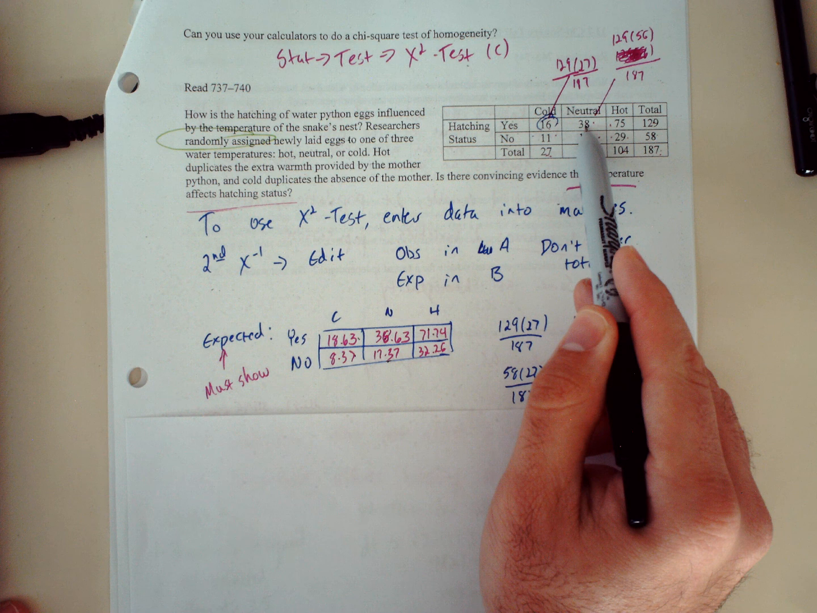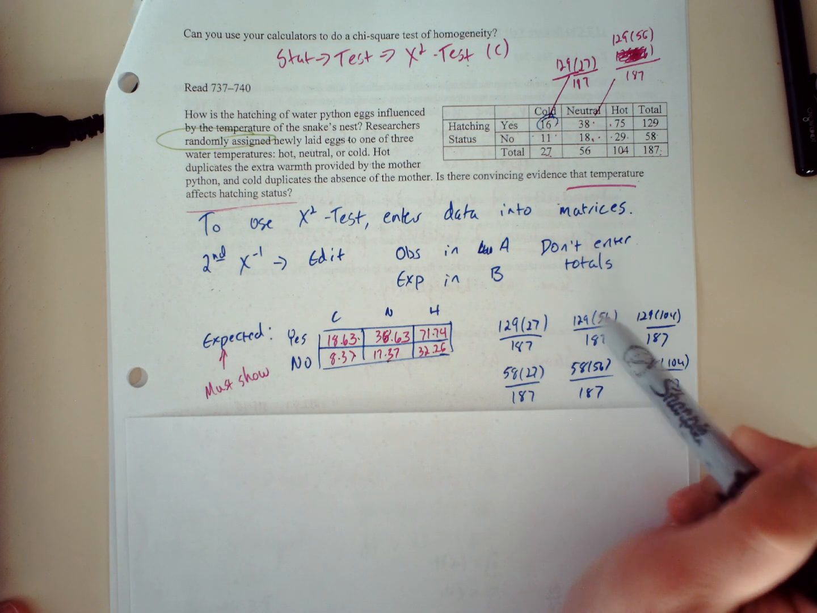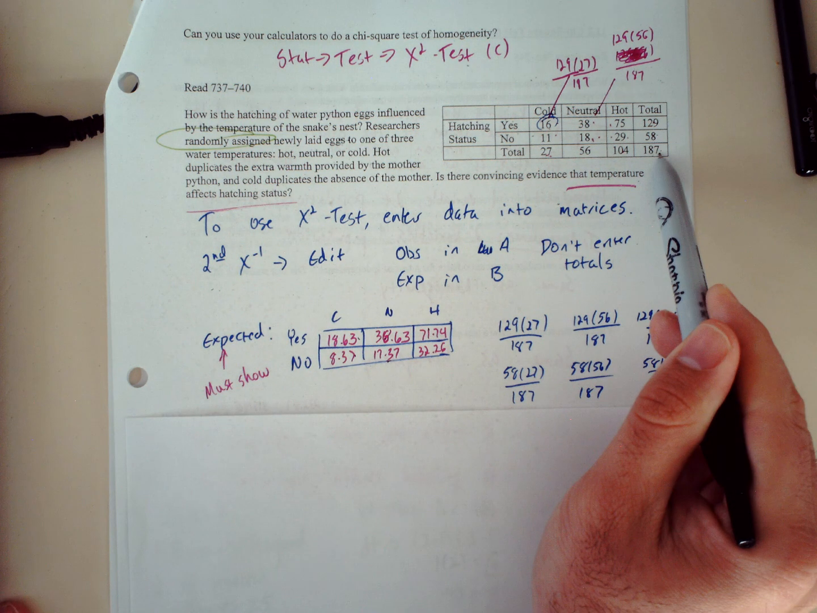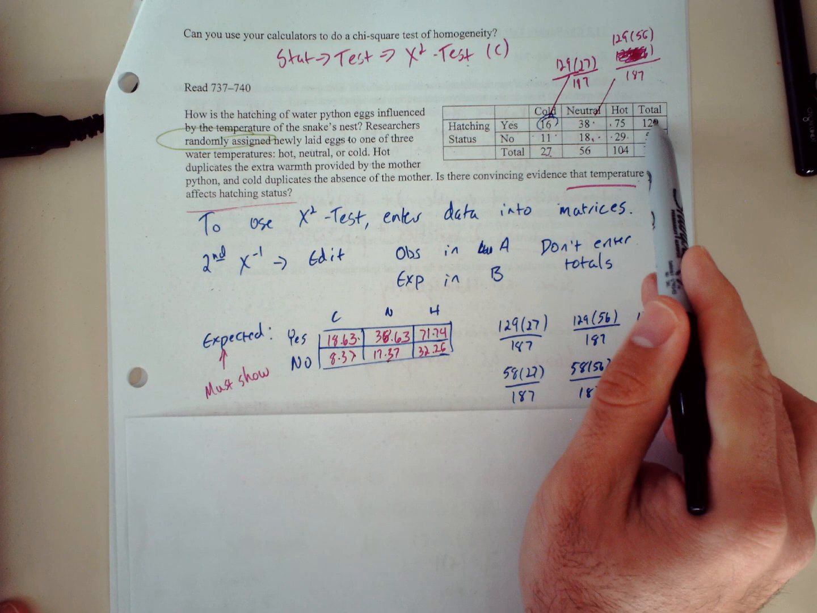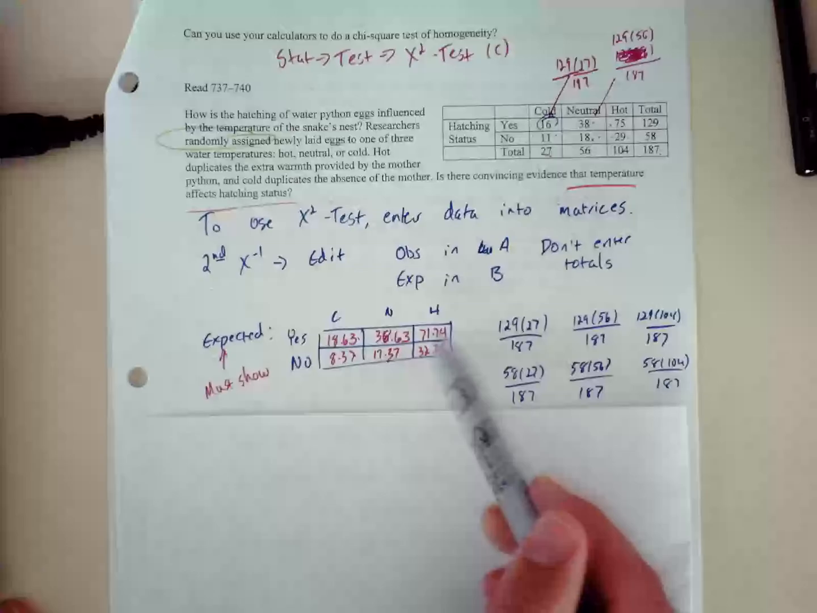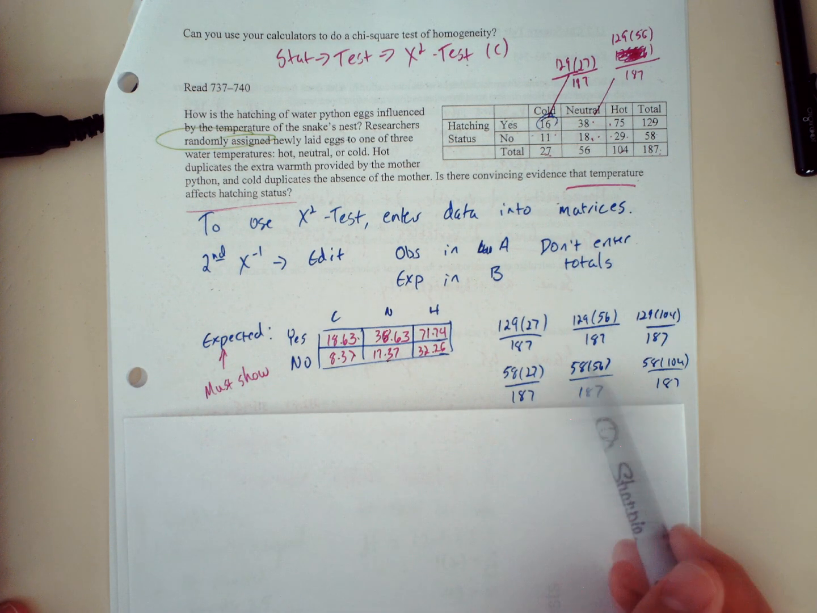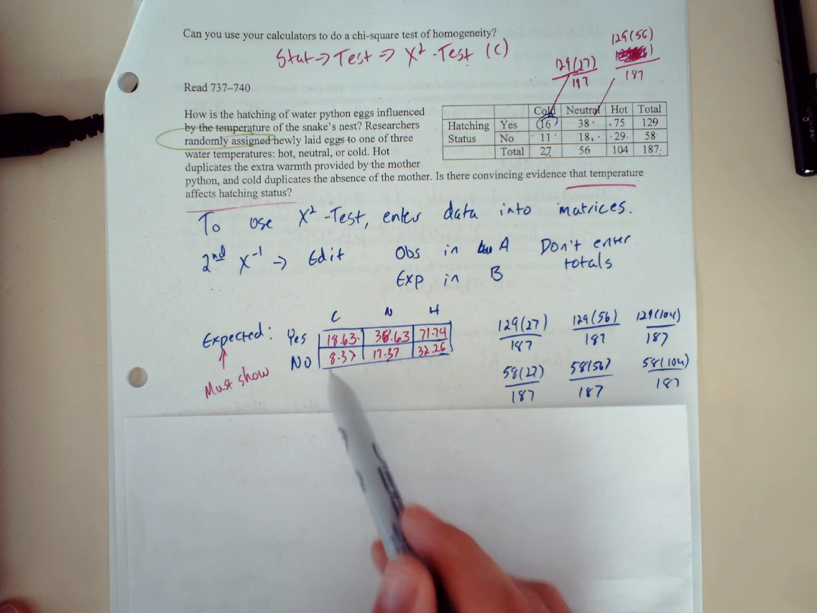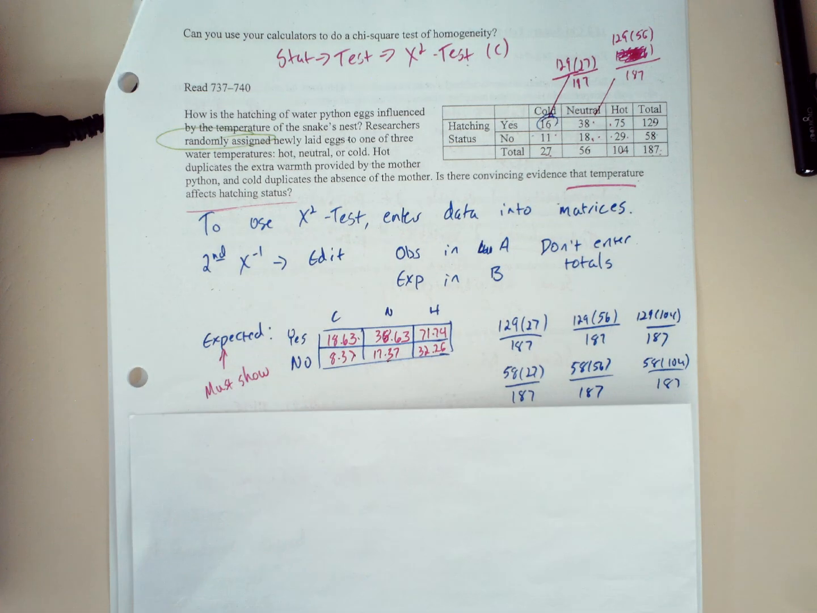For neutral and yes, I'm going to take 129, my row total, times 56, my column total, divided by the overall total of 187. Keep going. Yes and hot, 129 times 104 divided by 187, and I get 71.74. Keep going through this process, and you'll get the rest of them, which I've shown the work for here, 8.37, 17.37, and 32.26. So now that you have your expected counts done, now you could go through running the actual tests.